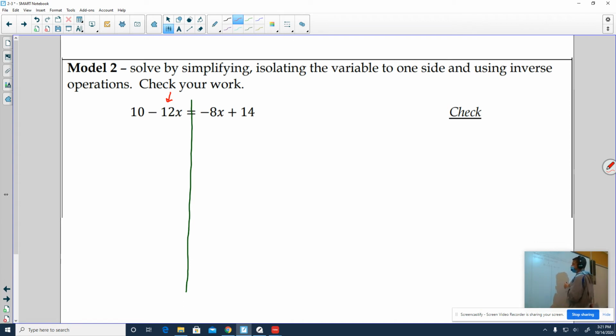So the opposite of minus 12x would be plus 12x, and that'll isolate my x terms to the right side, right? Because negative 12x plus 12x, well, they cancel out. They go away, leaving you only a 10 on the left side. Remember your scale, though, to keep this equation balanced. If I add 12x to that side, I've got to add 12x to the right.